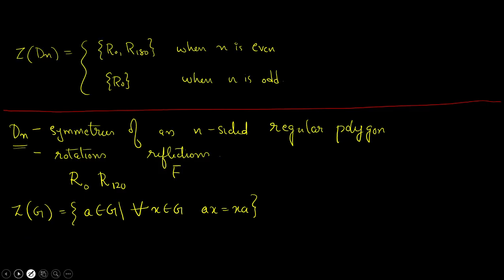So for that, first let's pick a rotation. Let R be a rotation. I am checking if this rotation can be in the center or not. For that, I need to understand how this rotation R will behave with other rotations and with reflections, right? I have to check if R will commute with other rotations and if it will commute with reflections as well. So that is the first thing.